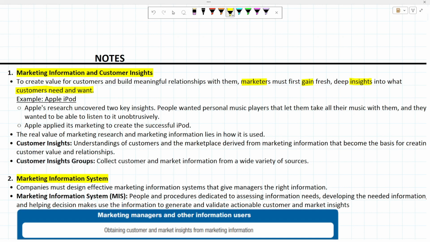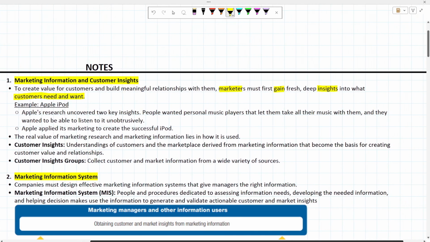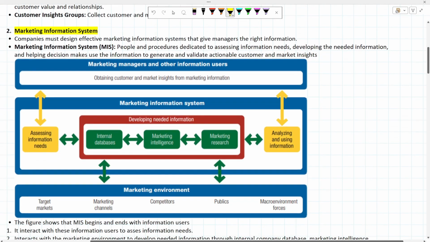So the real value of marketing research and marketing information lies in how it is used. Customer insight: understanding of customers in the marketplace derived from marketing information that becomes the basis for creating customer value and relationships. Customer insights groups collect customer and market information from a wide variety of sources. So that's number 1. Let's go to number 2.